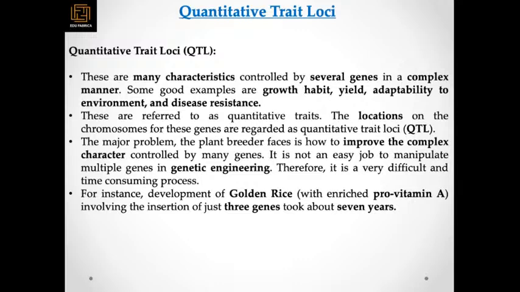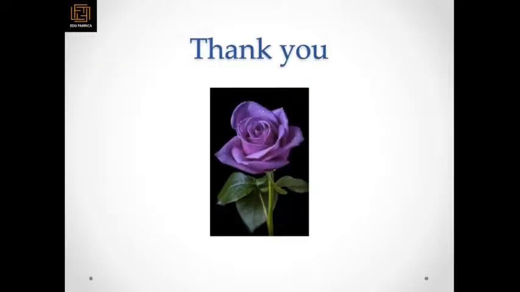Then comes the quantitative trait loci, QTLs. These are many characteristics controlled by several genes in a complex manner. Some good examples are growth habit, yield, adaptability to environment, and disease resistance. The locations on the chromosomes for these genes are regarded as QTLs, and they improve the complex character controlled by many genes. So they are the ones with which golden rice has been developed with provitamin A in them, and it involved the insertion of three genes that took about 7 years.